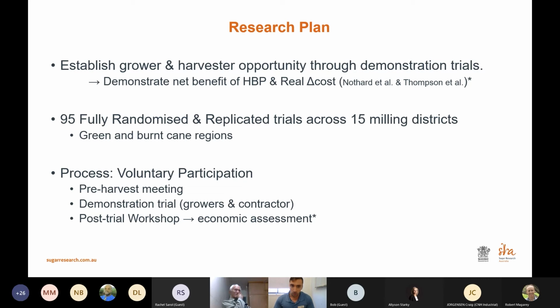These weren't small-scale trials either, guys. I just wanted to highlight that. We conducted 95 trials from 2017 and 18, and then another additional 20 in 2019. Each trial was 500 tonne on average. So they were large, fully randomised, fully replicated trials to get a decent spread over the Australian sugarcane industry to see, on average, what we were looking at.